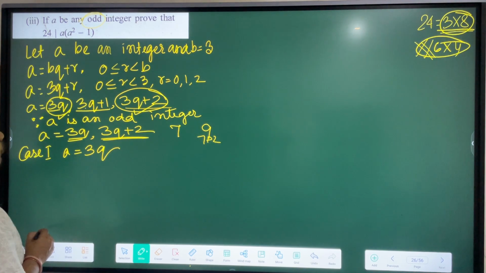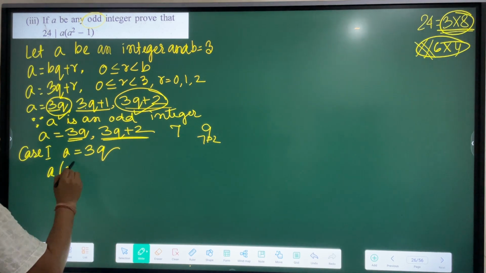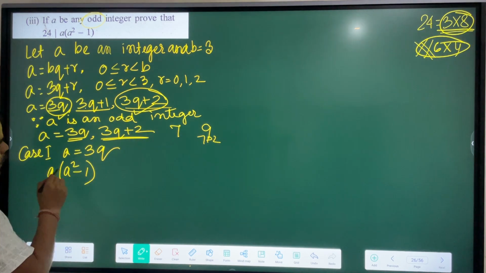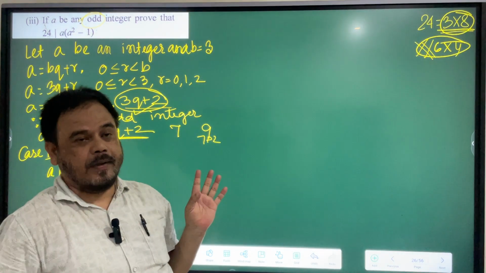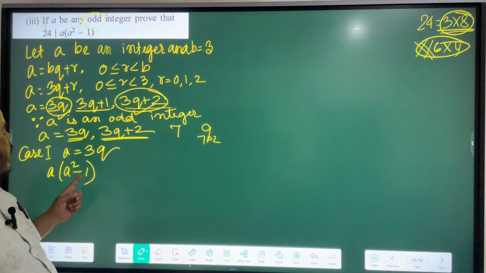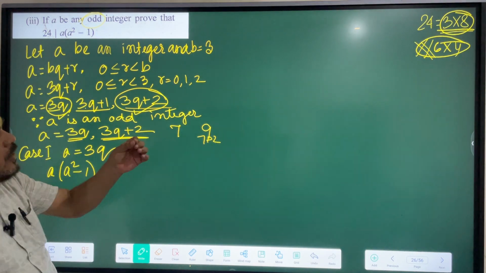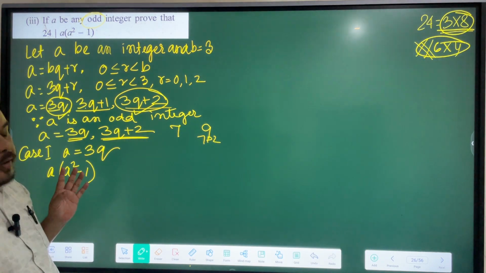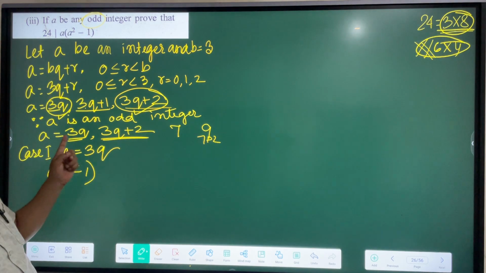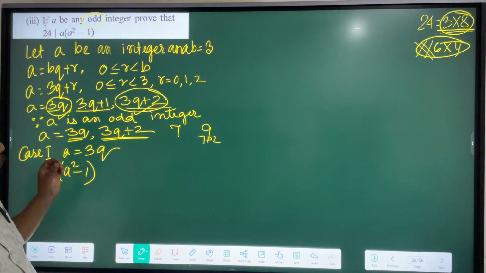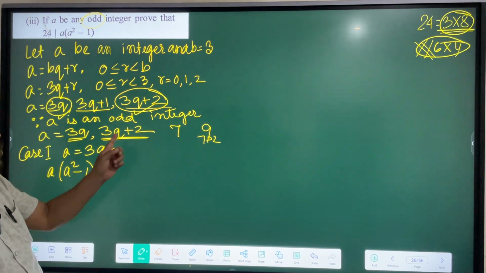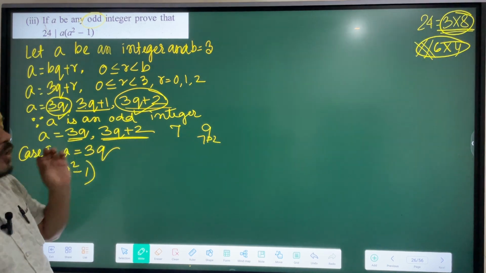So what do you have to prove? We have to prove that a into a square minus 1 is divisible by 3, and that a into a square minus 1 is divisible by 8. But for 3, two cases are there. One for a equals 3q, second case 3q plus 2. So for 3q we have to show it is divisible by 3, and for 3q plus 2 also we have to show it is divisible by 3.